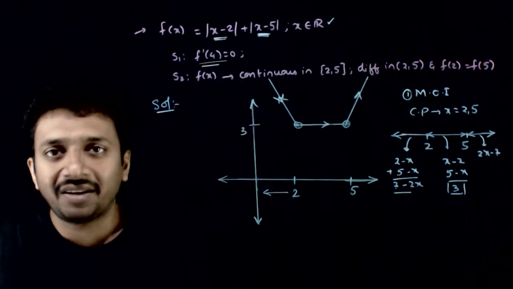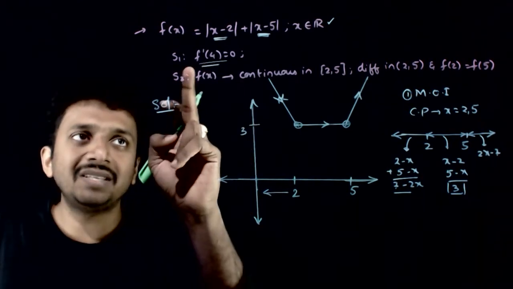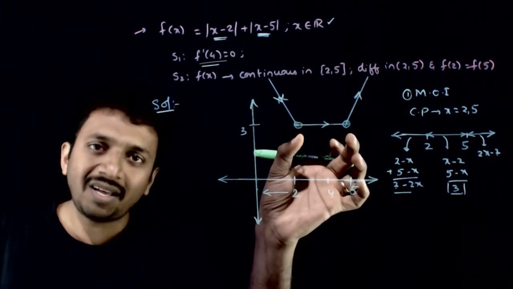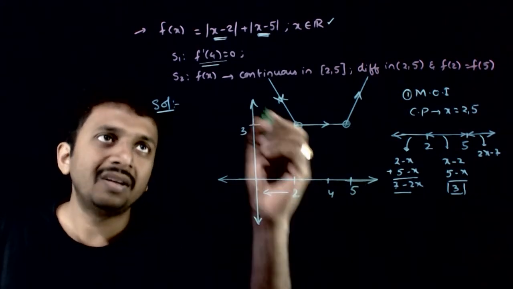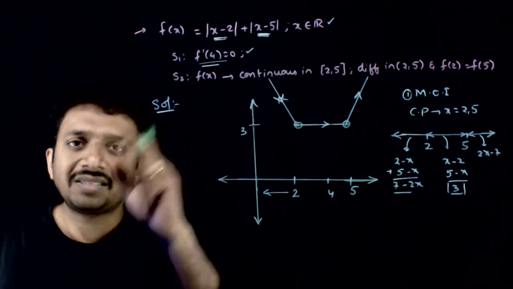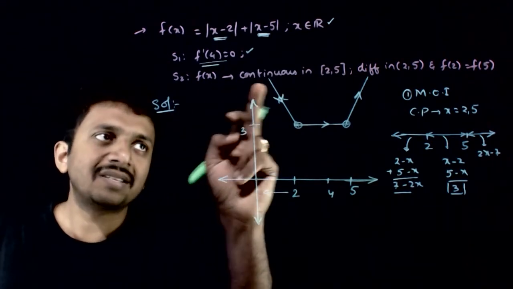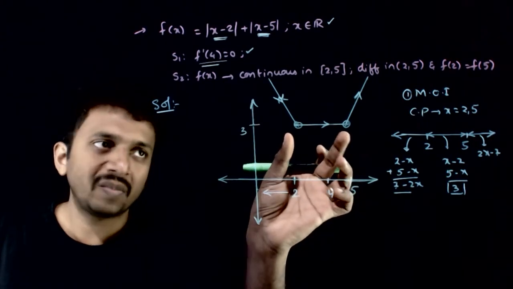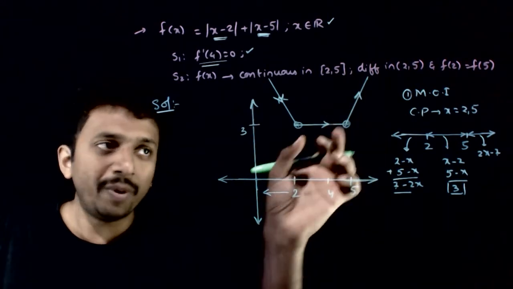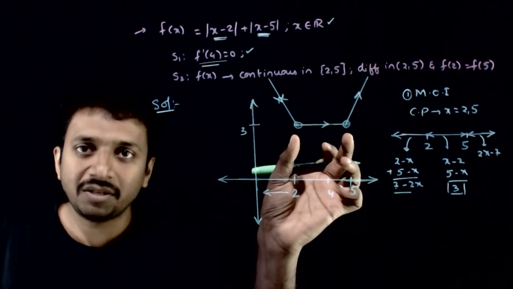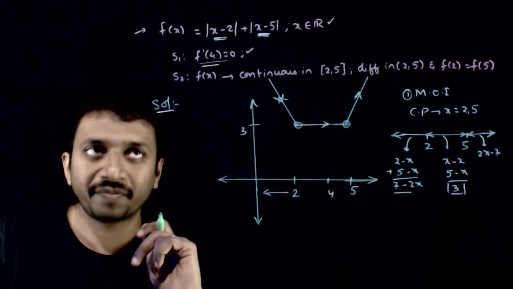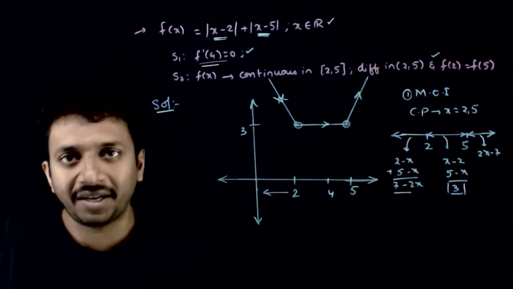Now let us analyze the given statements. The first statement is f dash of 4 is equal to 0, at x is equal to 4. Because it is a constant function between 2 and 5, f dash of 4 is equal to 0 is right. Next, statement 2: f of x is continuous in closed 2, 5, right? Between closed 2, 5 it is continuous, and in open 2, 5 it is differentiable, which is also right. And f of 2 is equal to f of 5, which is also right. So statement 2 is also right.